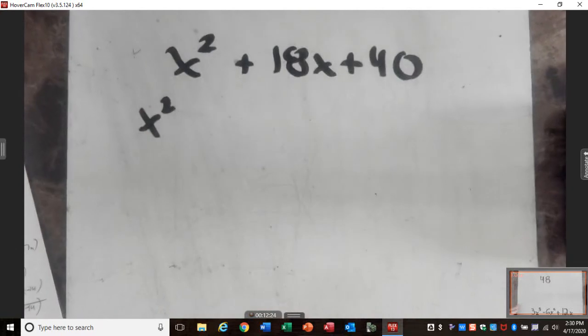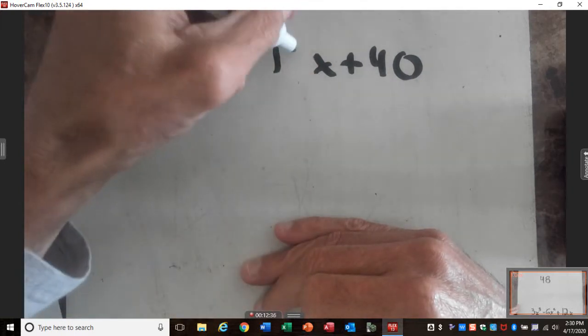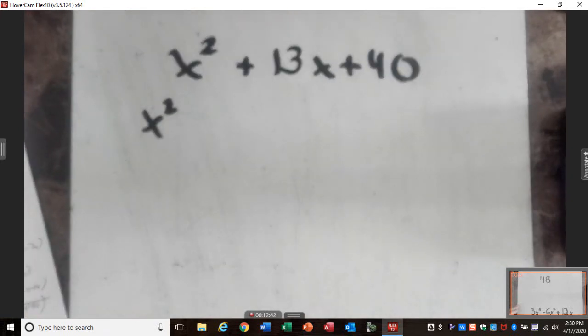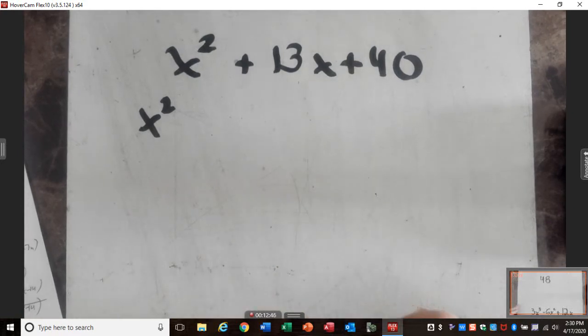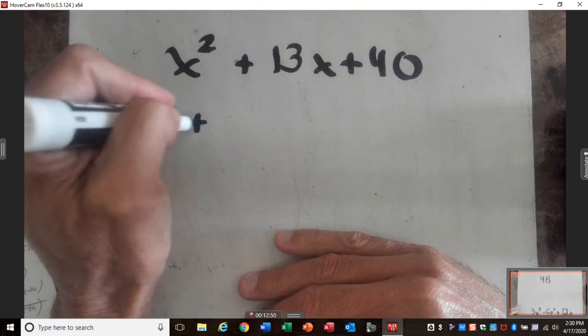Factors of 40 that add up to 18 are going to be what? Oh, you know what I did? I'm sorry. I copied this down wrong. This is 13. My fault. You can all laugh at me now. Like, Mr. Purdy, there are no factors of 40 that add up to 18. I'm sorry. Yes, 13. Factors of 40 that add up to 13 are 8 and 5. Don't shoot me.